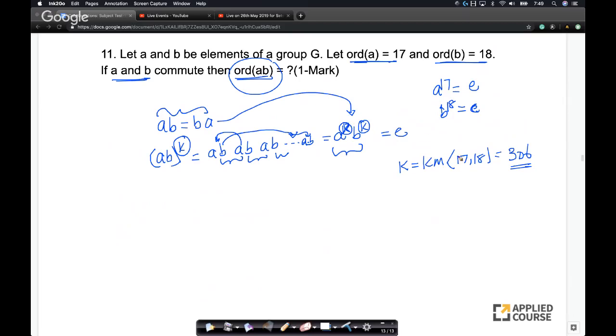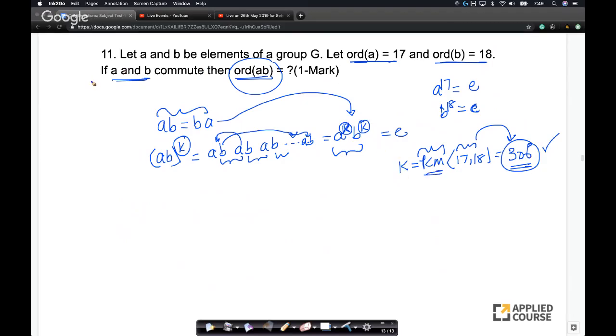So k equals the least common multiple of 17 and 18, because 17 and 18 here are co-primes. That's why this is easier to compute, because they're relatively prime to one another. 17 is relatively prime to 18 because the GCD equals 1. So computing their LCM is basically simple multiplication, right? So now what is k? K is nothing but the LCM.